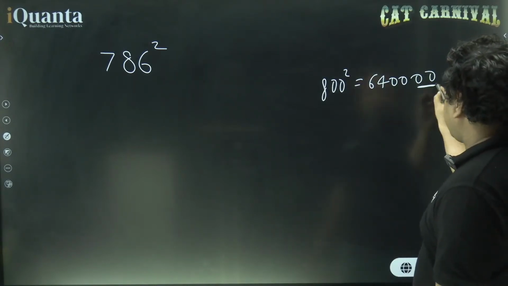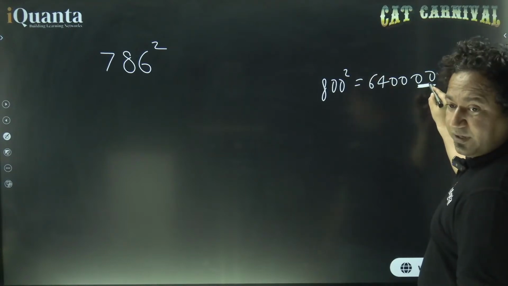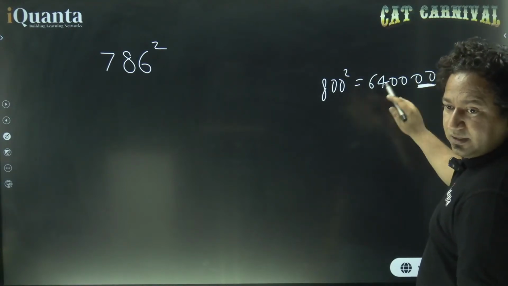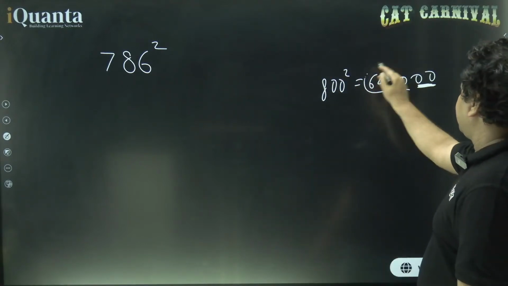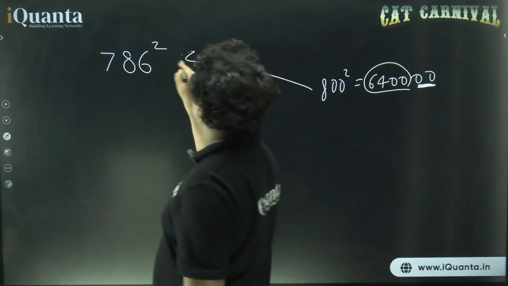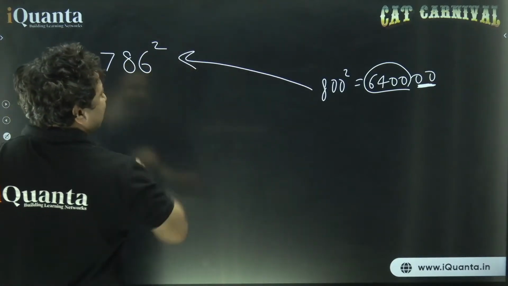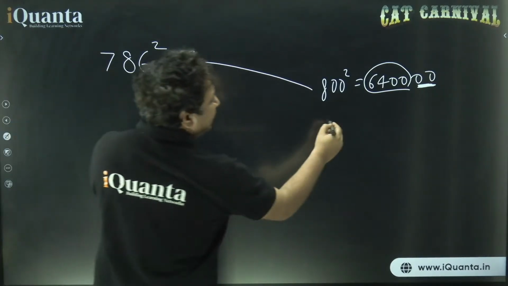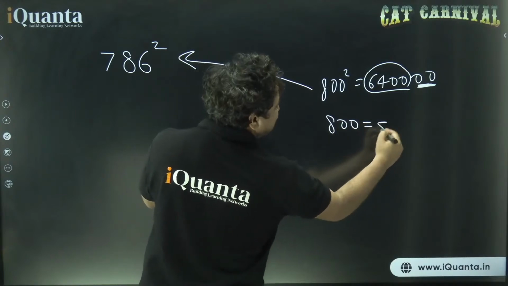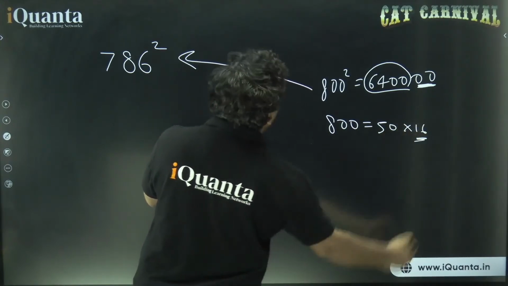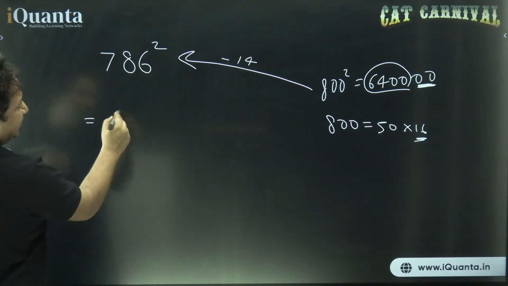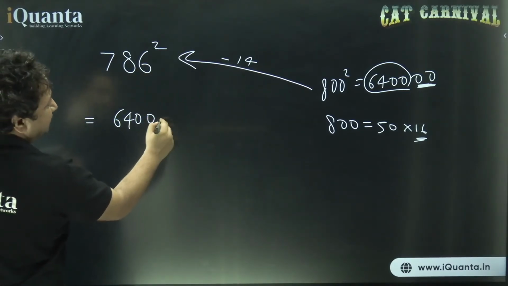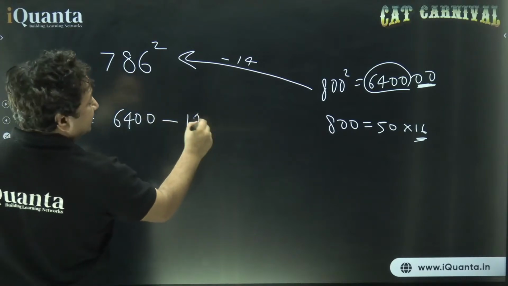These two are for accommodating the square of deficit or excess. Okay, this number is 14 less, and also 800 is the 16th multiple of 50, right? So this is 14 less. All I have to do is, to find its square, subtract 14 16 times.